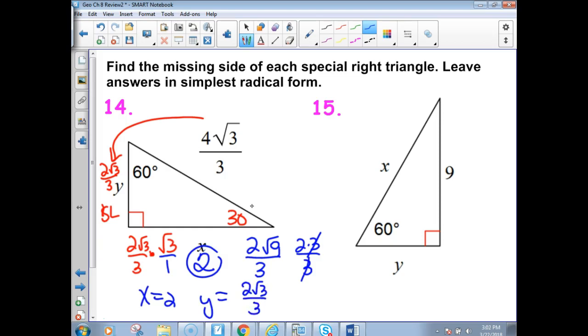That's a pretty hard one right there. But it's doable with the rules that you've been given.